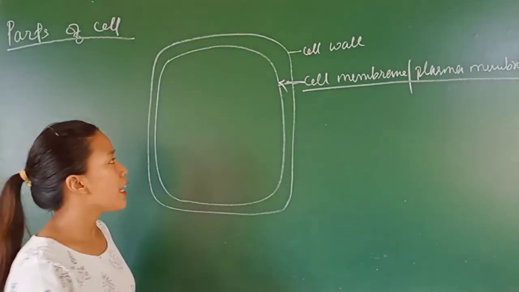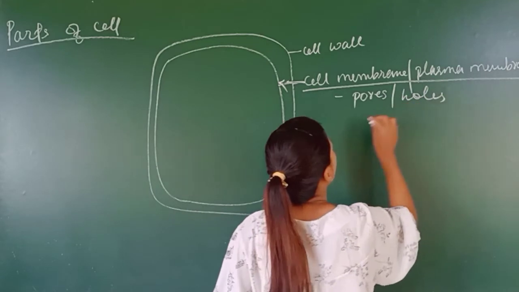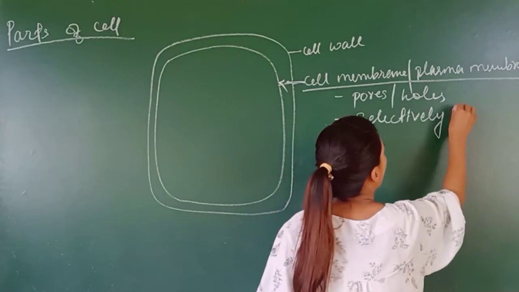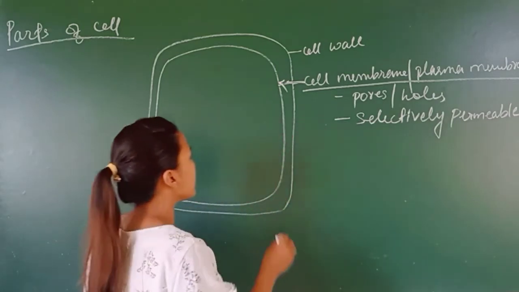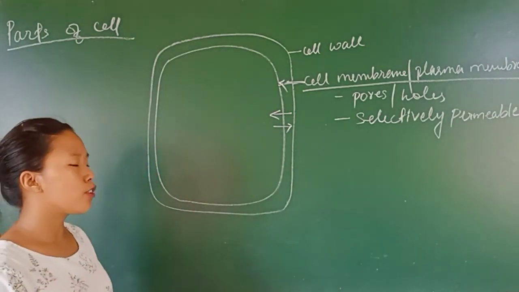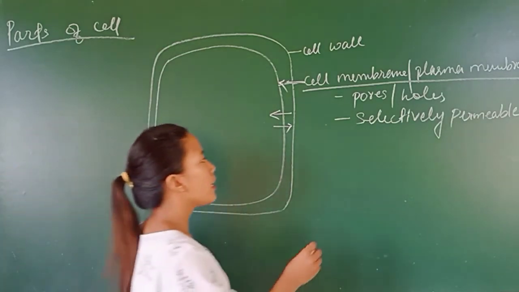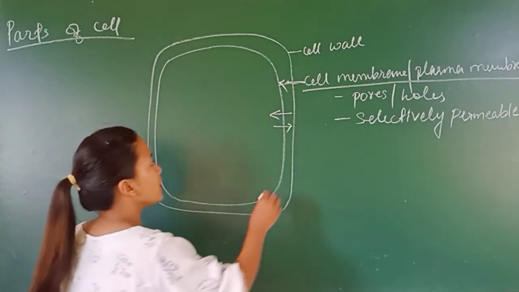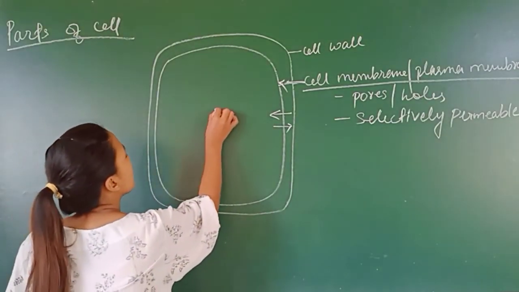This cell membrane has some pores or holes, and it is selectively permeable. Selectively permeable means it allows only some particles to pass through the cell membrane. It will not allow some other particles to come in or go out through the cell membrane. That is why it is referred to as selectively permeable.